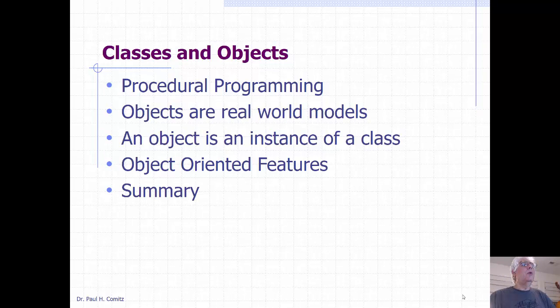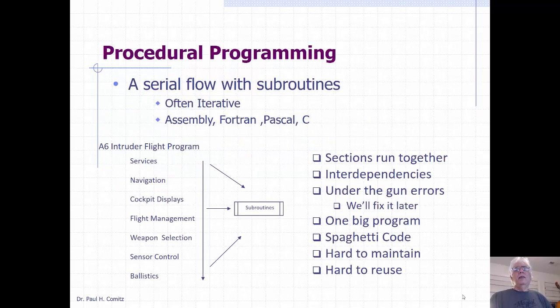So let's begin. We'll talk for a little bit about this idea of procedural programming. Procedural programming was really sort of the original programming model, if you will. It is a serial flow with some subroutines. A subroutine is a branch to another section of code where we'll perform some specific tasks, and we'll return to the point from where we branched.